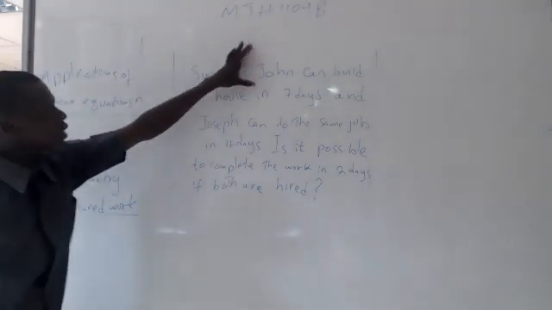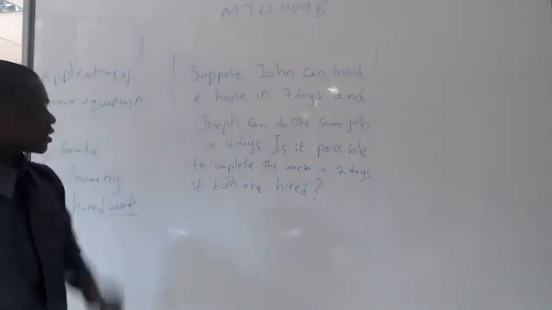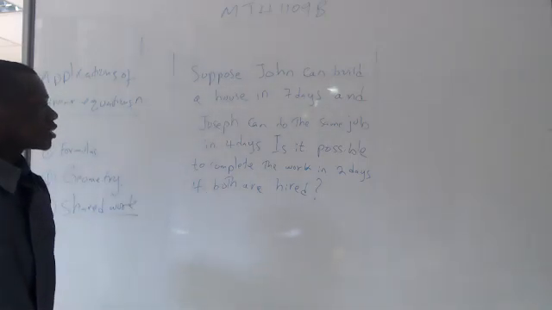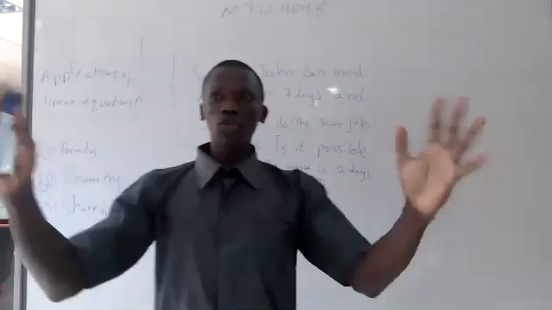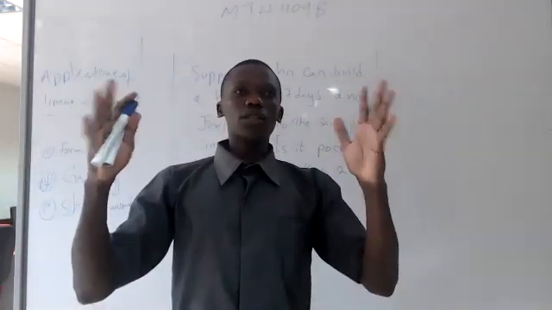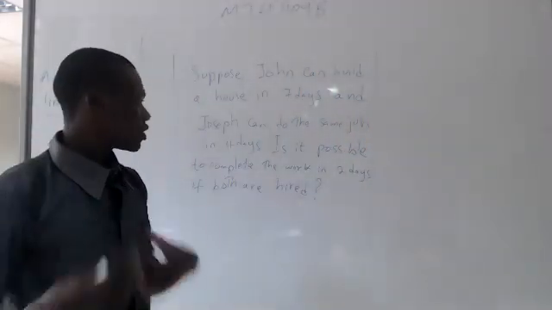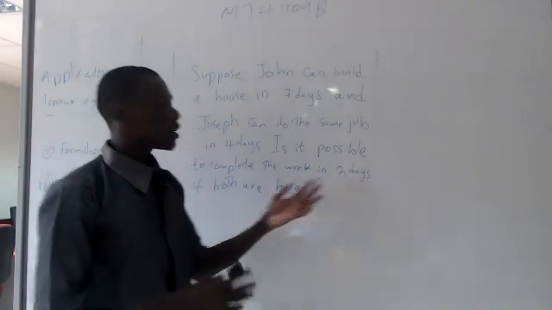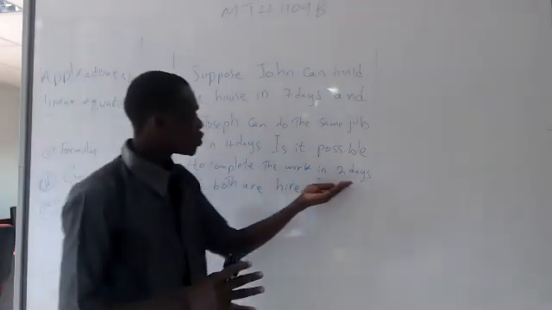So we have John, who can do this kind of work in 7 days, and Joseph, who can do it in 4 days. The question we would like to address is: suppose we combine the effort, we hire both John and Joseph to work at the same time. Can their combined effort produce the same building or house of the same quality in 2 days?